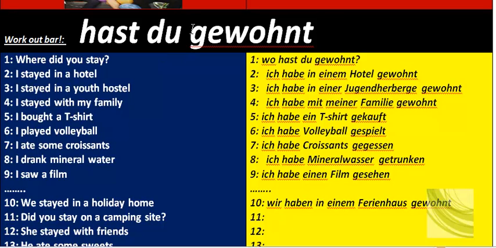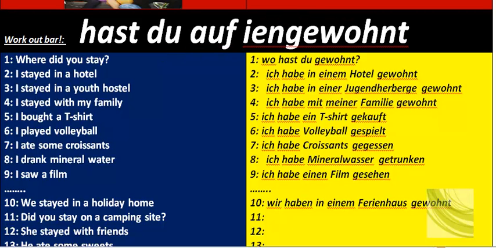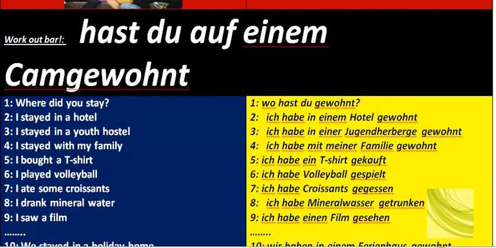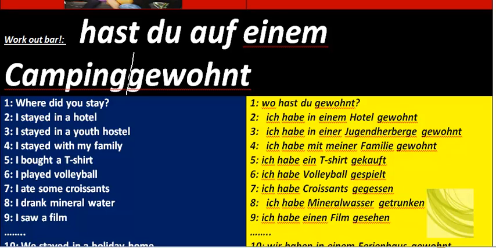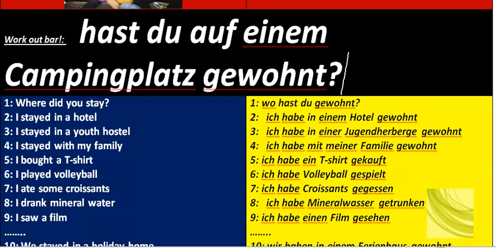Now, on a camping site, on is auf, and then a is einem, spelled right at least, auf einem, and then Campingplatz, wie das, meine Damen und Herren. Hast du auf einem Campingplatz gewohnt? Is the correct answer for Nummer 11.